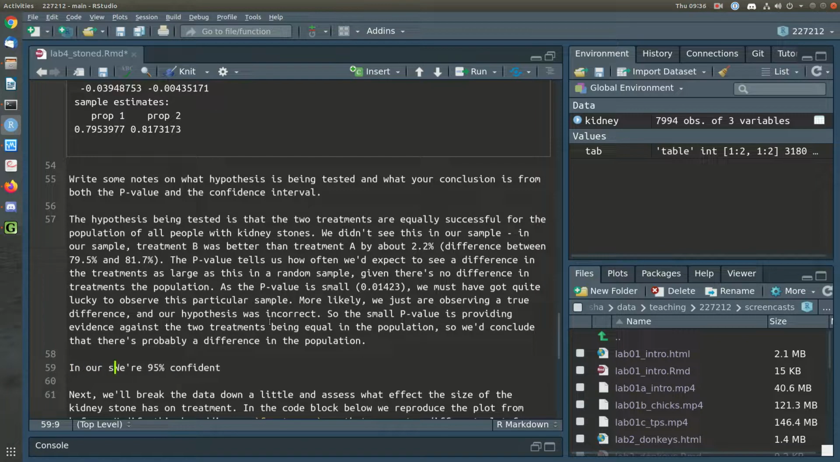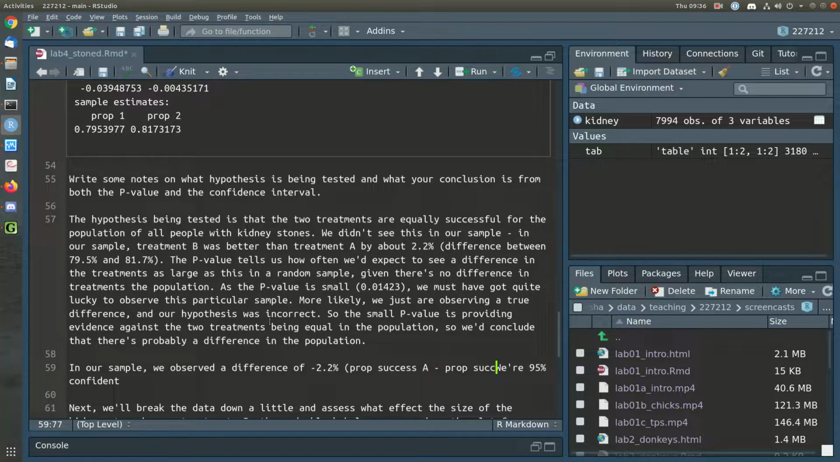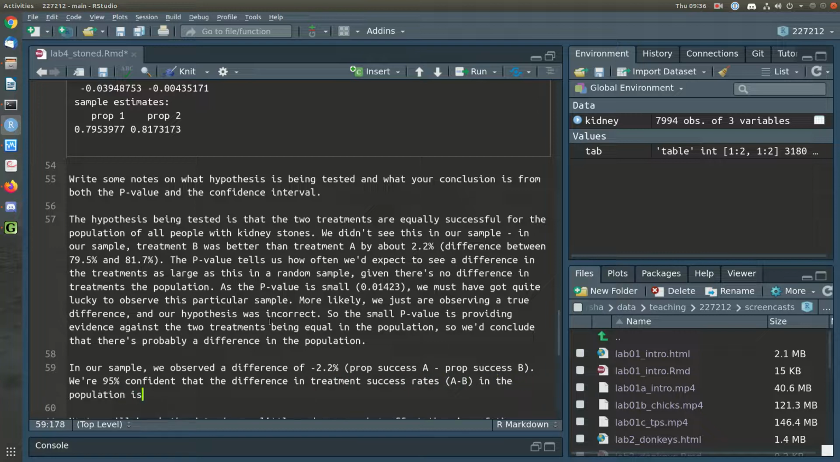So in our sample, we observed a difference of minus 2.2%, which is A minus B. We're 95% confident that the difference in treatment success rates, A minus B, in the population is between minus 4% and minus 0.4%. Right, so you remember that this is for the population.